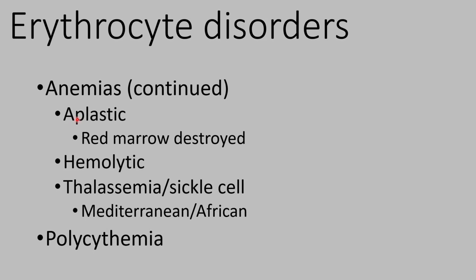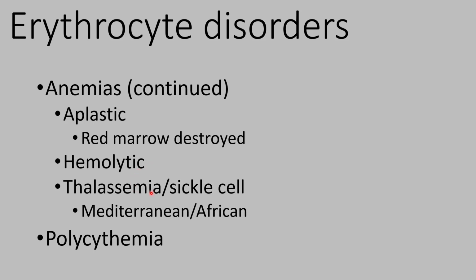Next, aplastic anemia. In this case, the red bone marrow is destroyed. This could be because of radiation for certain types of cancer, so it could be intentional, short-lived. It could be because of an autoimmune disease. It could be because of a number of things, but the result is no red bone marrow. You can't make red blood cells. So that's aplastic anemia. Hemolytic anemia. In this, the red blood cells themselves are being destroyed.